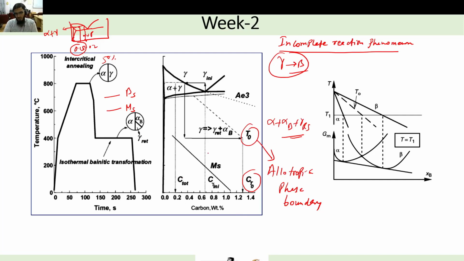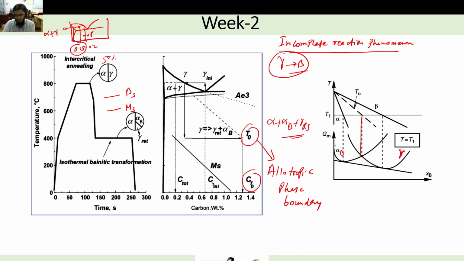So one more thing happening at the allotropic phase boundary is that at the temperature T naught, the carbon concentration in ferrite, which here is nothing but bainite, so we can say alpha bainite, and the carbon concentration in austenite, since here we don't have any beta phase, becomes equal.